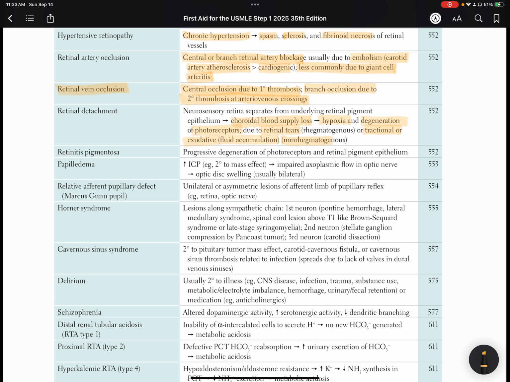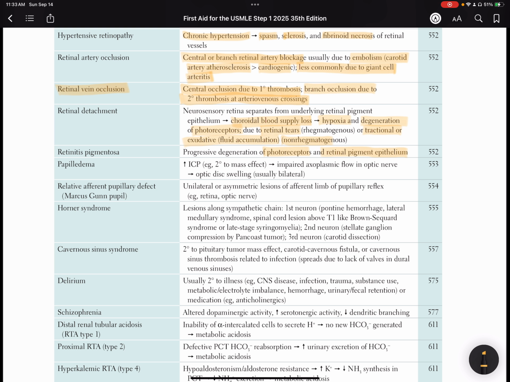What is retinitis pigmentosa? Retinitis pigmentosa is progressive degeneration of photoreceptors and retinal pigment epithelium.